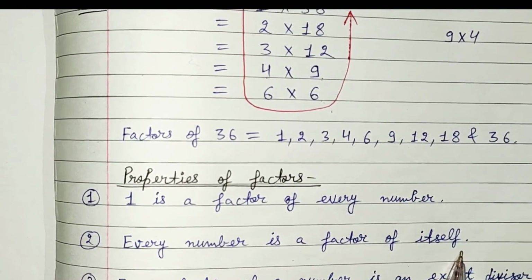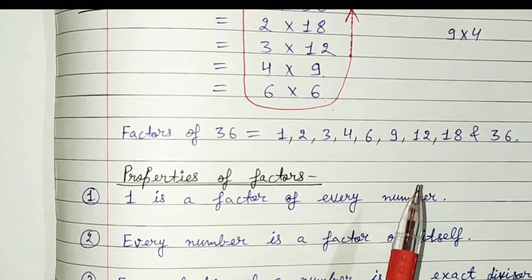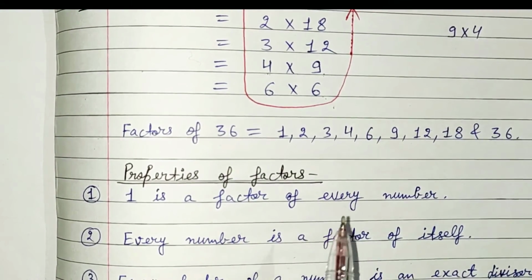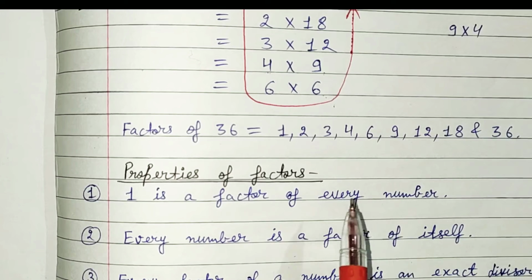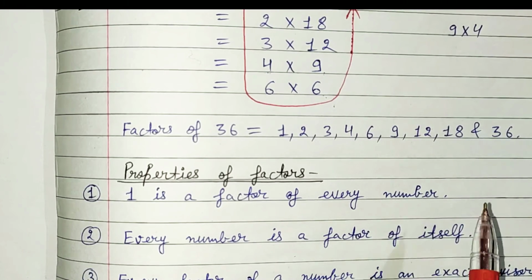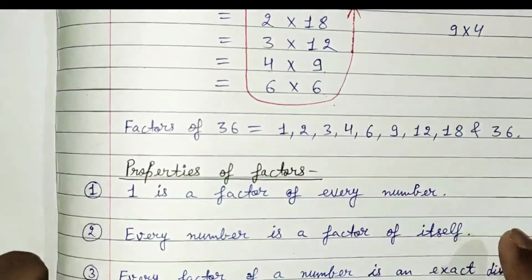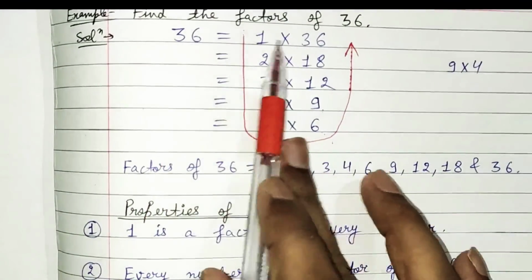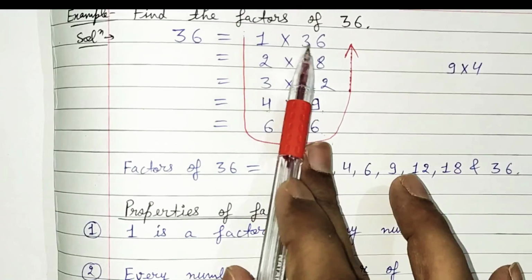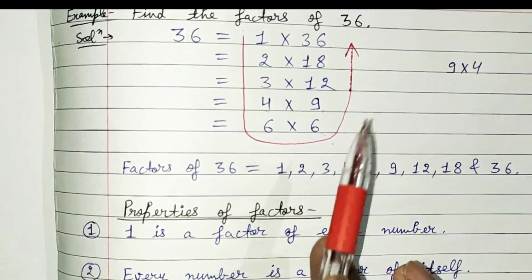Next, every number is a factor of itself. Yes, it is true, because whatever number you have, in the last example when we had 4, we could divide 4 by 4 one time. In the same manner we can divide 36 by 36 one time.